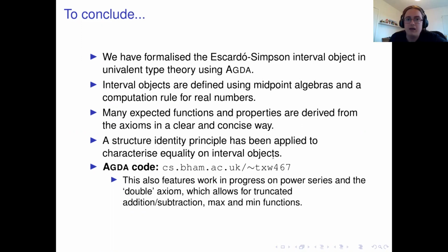So I've linked to my website here, which has links to the 2 Agda files that are currently there for this work. And one of them is still ongoing, but it features some work in progress that's not shown here. So for example, on defining power series with the M operator, and then also adding an additional axiom called double. This was in Martin and Alex's original work, and this allows for the definition of functions such as truncated addition and subtraction, the maximum, minimum. And we're currently working on proving that the nice properties fall out of this axiom as well.